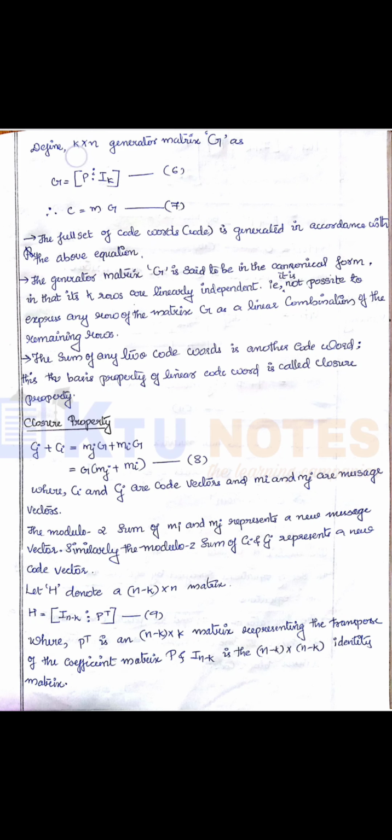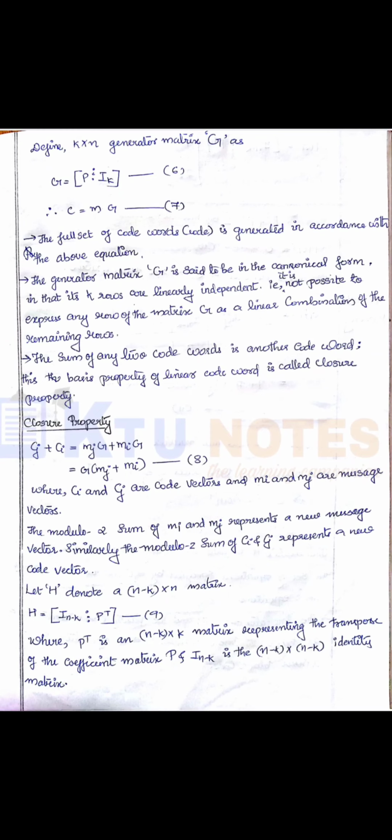Okay, this is also important, the size of G. The size of G is k by n. The size of H is the reverse of that, that is n by, not k, n minus k. So for an (n, k) block code, the size of G is k by n, and the size of H is n by n minus k. Okay, it's the reverse of that, n by n minus k, that is n minus k by n.